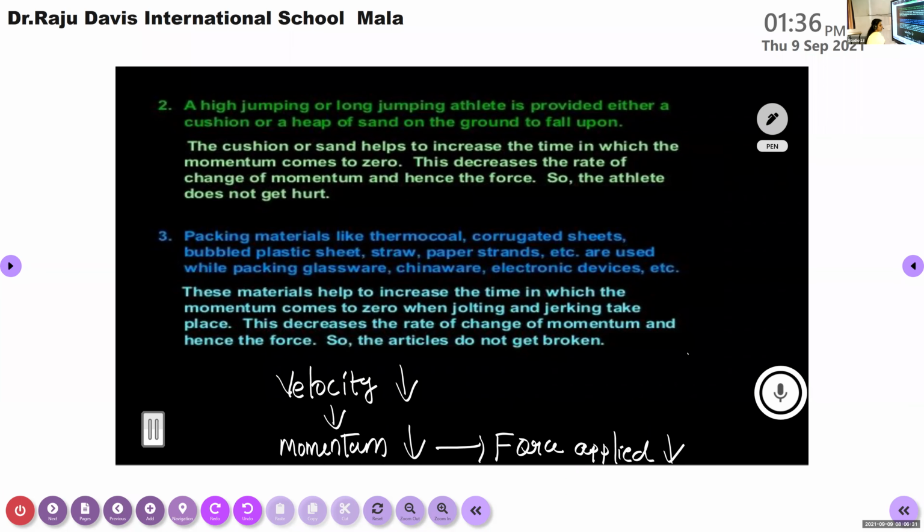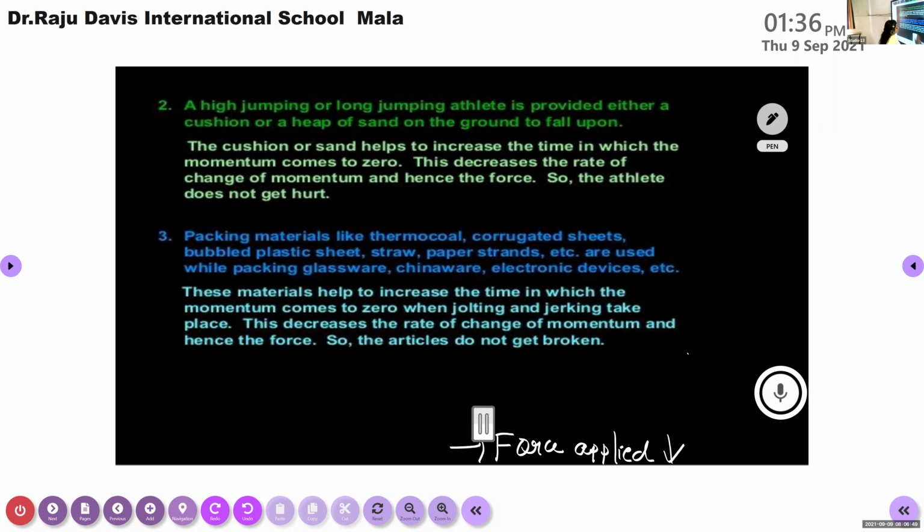So by increasing the time, velocity decreases. Whenever the velocity decreases, the momentum possessed by the object decreases. If momentum decreases, the force exerted on that particular object also automatically decreases. The same thing happens in all these three cases. So out of these three applications, you may study any two applications in detail.